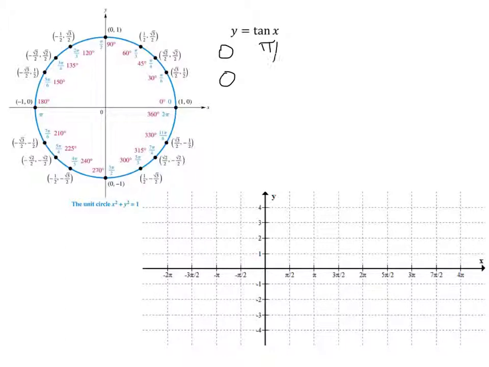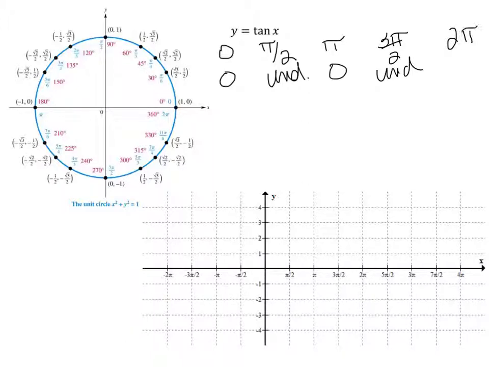At pi over 2, we're up here, and it's 1 over 0. 1 over 0 is undefined. Then, as we move around to pi radians, again, it's 0 over negative 1, so that's just 0. And then as we rotate down here, again, it would be negative 1 over 0. Anything over 0 is undefined. And then finally back at 2 pi, we're at 0.